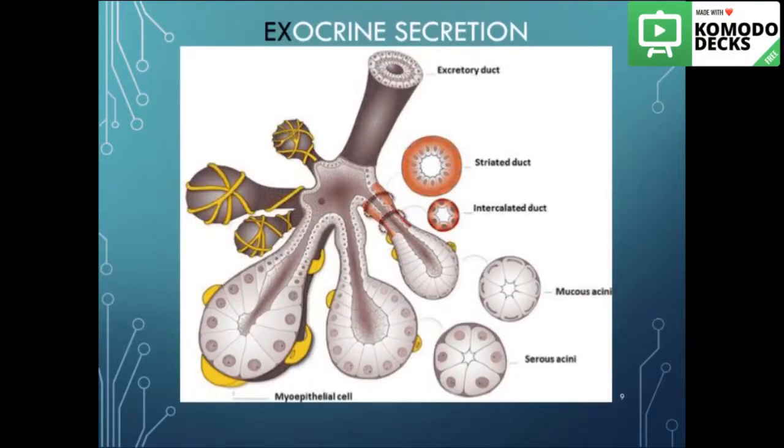Lastly, there are exocrine secretions, which means they are excreted to the outer surface of the mucosa. Here would be the oral mucosa, which we have studied in the last lectures.